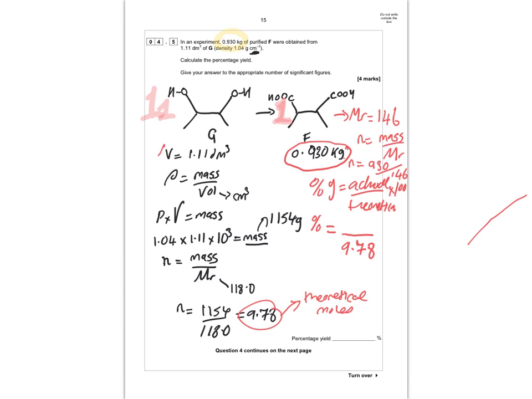So the MR of the alcohol, if we add everything together, is 118. And the MR of the carboxylic acid comes out to be 146. What we also know is that percentage yield is equal to the actual amount you obtain divided by the calculated or theoretical. So get everything down that you know times by 100.